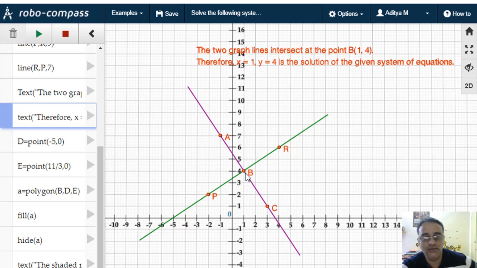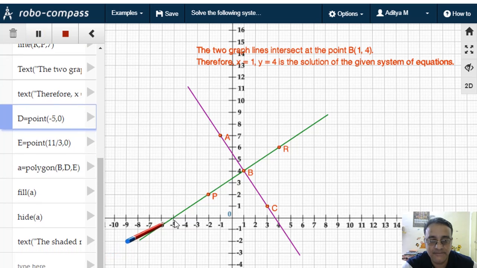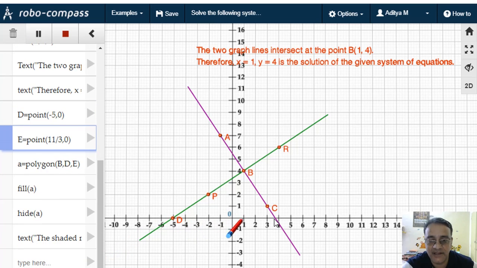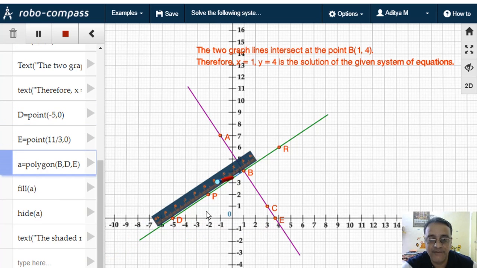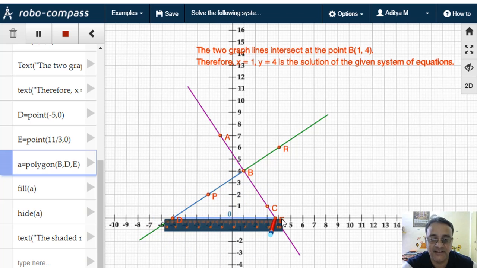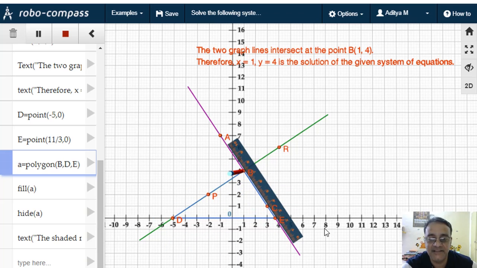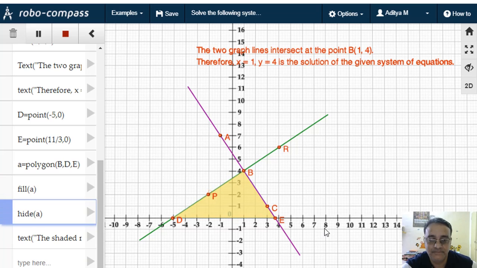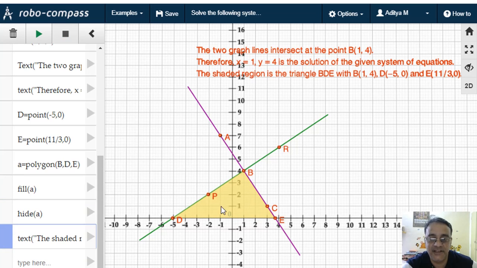Now the next part of the question is that we have to shade the triangle formed by these lines with the x axis, right? तो इसको मार्क करेंगे हम लोग पॉइंट D से, इसको मार्क करेंगे पॉइंट E से. Now we will join. This is the triangle. Triangle BDE is the required triangle. Okay, the shaded region is the triangle BDE. Any doubt in this question?